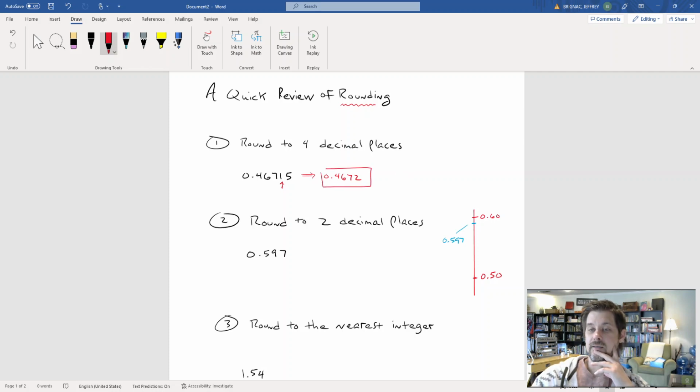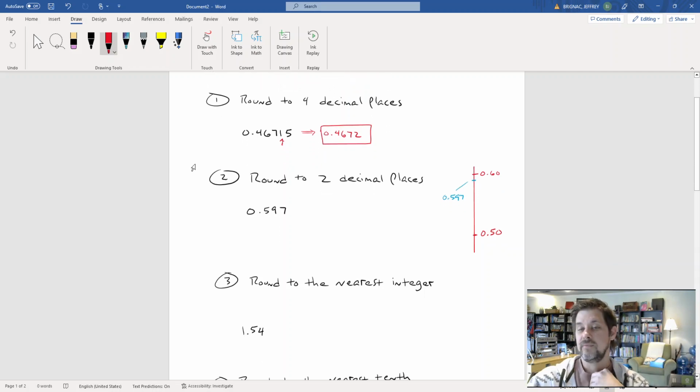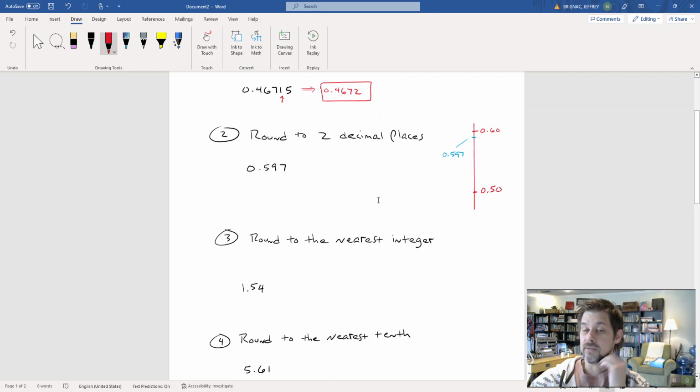That's the procedure. That's how it's done. Let's look at a few more examples. Let's say we have this one. We want to round to 2 decimal places. Okay, so I'm looking at this and I'm saying that the 9 is in the second decimal place.